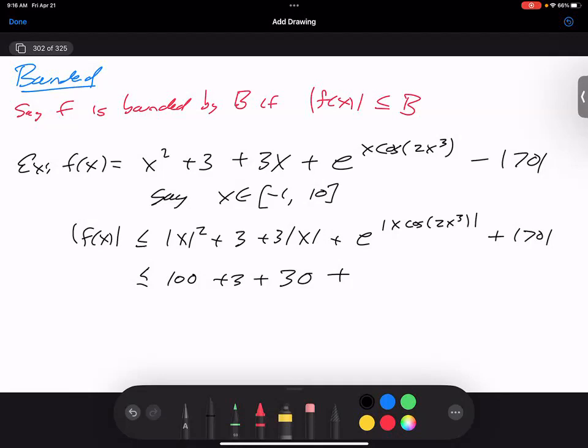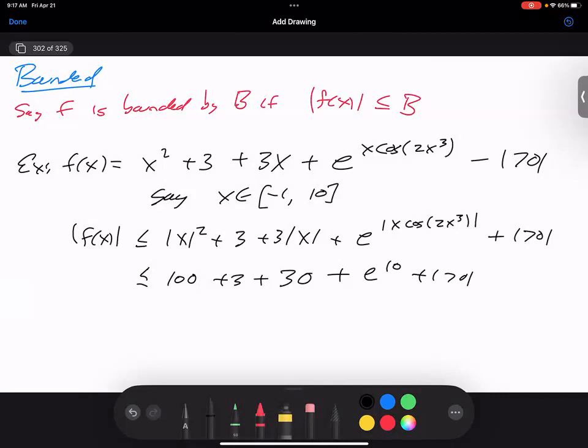Yeah, cosine is between -1 and 1. It's going to be at most 1. So this is going to be at most e to the 10. It is extremely unlikely that it is as large as e to the 10, because that would mean I need 2x cubed to have a cosine of 1. No, not happening. But I don't care. I just want to show that this is bounded.